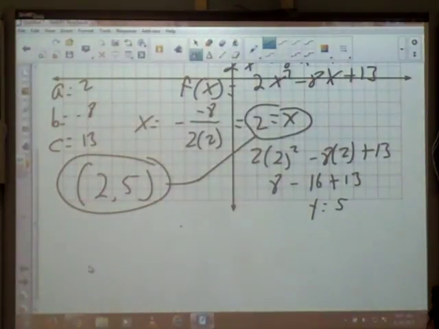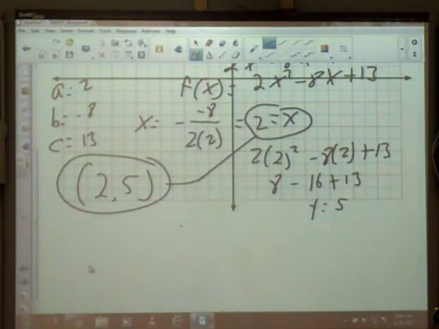Right? Should have drawn that different. Is this going to open up or down? What's our A? A is a positive 2, so it's going to open up. That's why I was saying I should have drawn it different, because I'm not giving myself a lot of room up there. Even better when you look at your y-intercept.